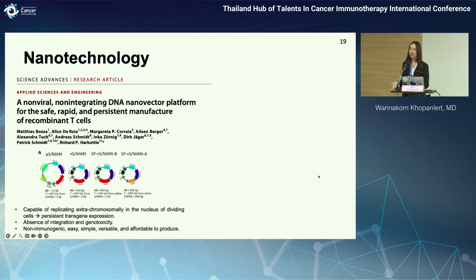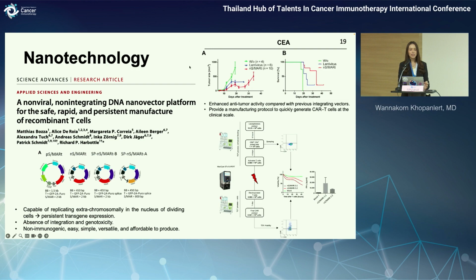So nowadays, new technology using nanocarriers is also being developed. This is an example of a non-integrating DNA nanovector generating CAR T cells that are active both in vitro and in vivo. This technology is capable of replicating in the nucleus of dividing cells, so it leads to persistence of transgene expression, absence of genotoxicity, and it's easy, simple, and affordable to produce.